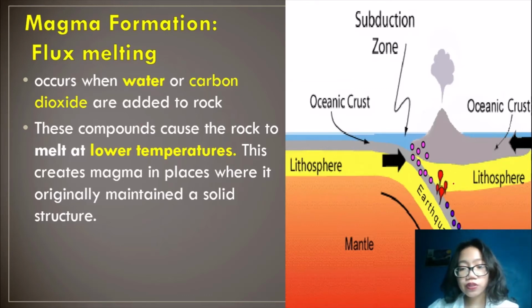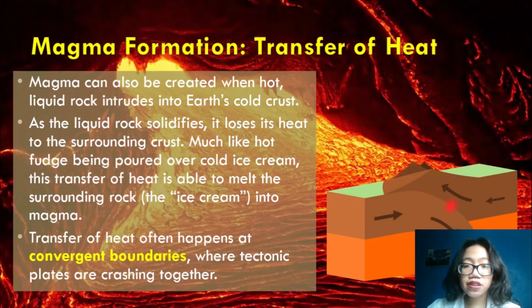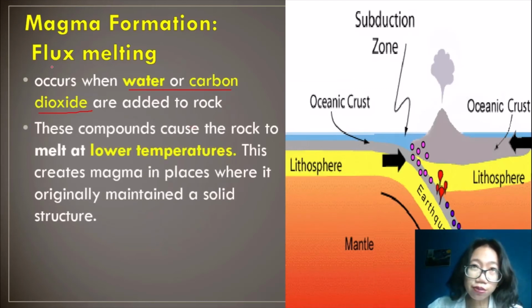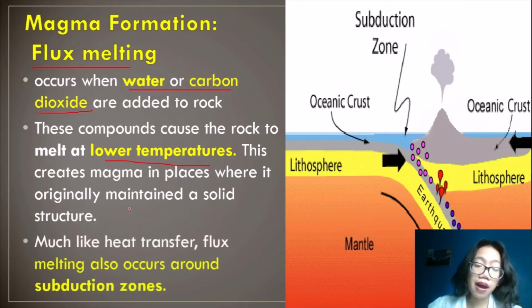So you have convergent boundaries here, but because there is presence of water or carbon dioxide, aside from having transfer of heat, flux melting will also occur. So again, it's different from transfer of heat because there has been a change in the material of the rock. We added water or carbon dioxide. By adding water or carbon dioxide, the melting point of the rocks lowered. Then because of that, it starts to melt, creating your magma.